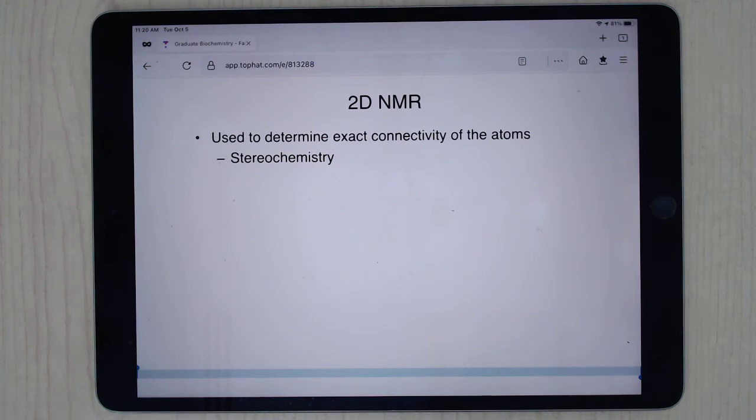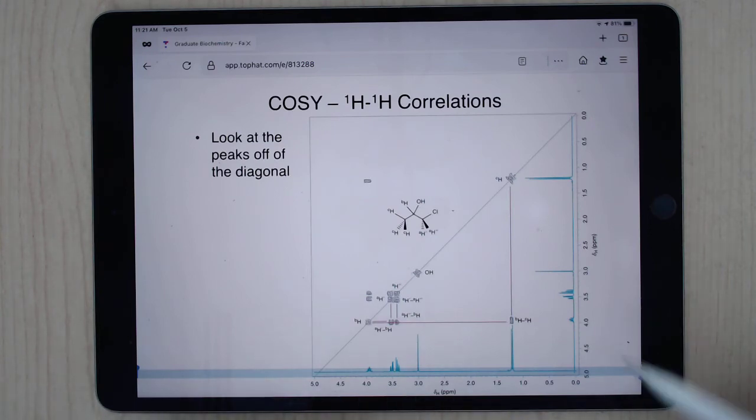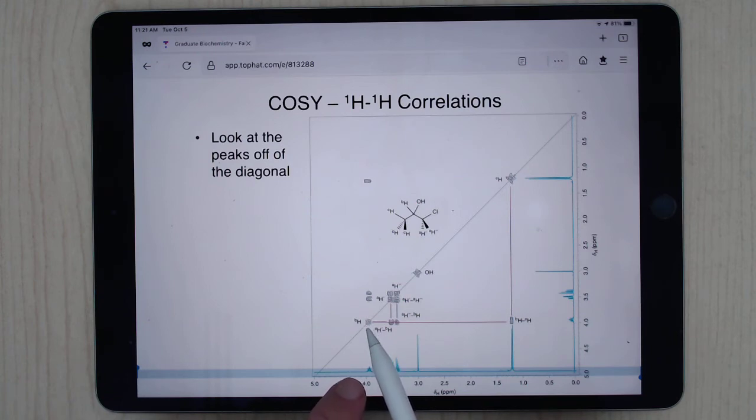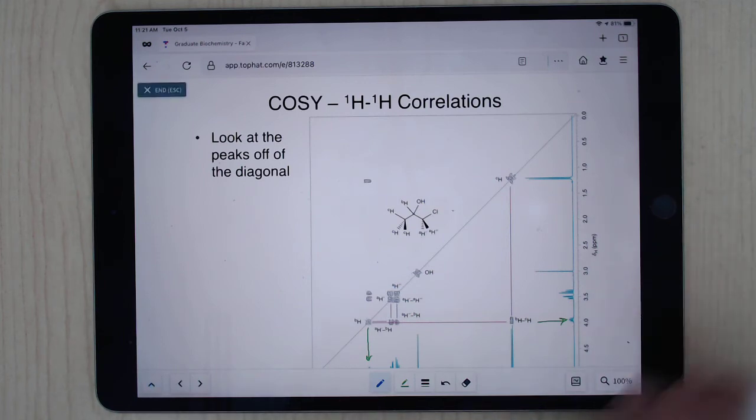Now, if you're trying to look for something like stereochemistry, you can do some really complicated experiments called 2D. What you do is you align, in this case, two hydrogen spectra, and along this diagonal you're comparing this to here. So this 4 and this 4. This signal here just goes to there and there. That makes sense, because those are the same.